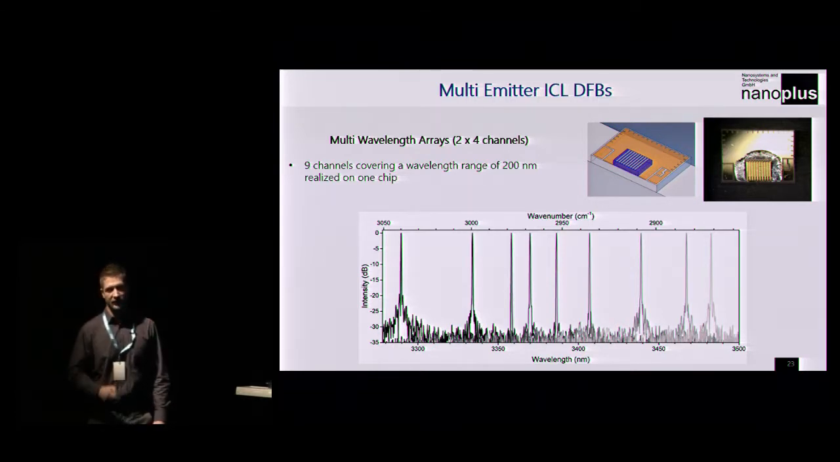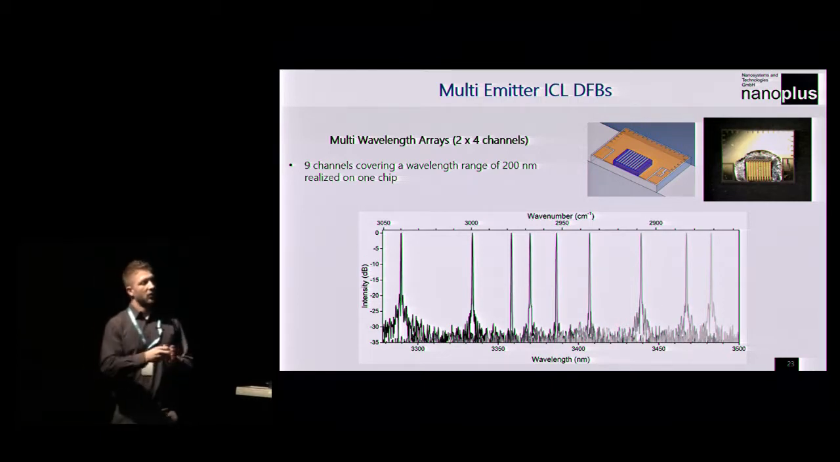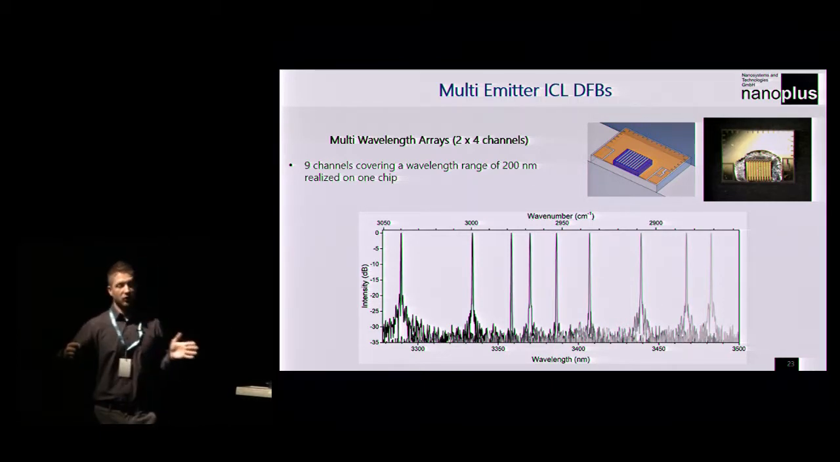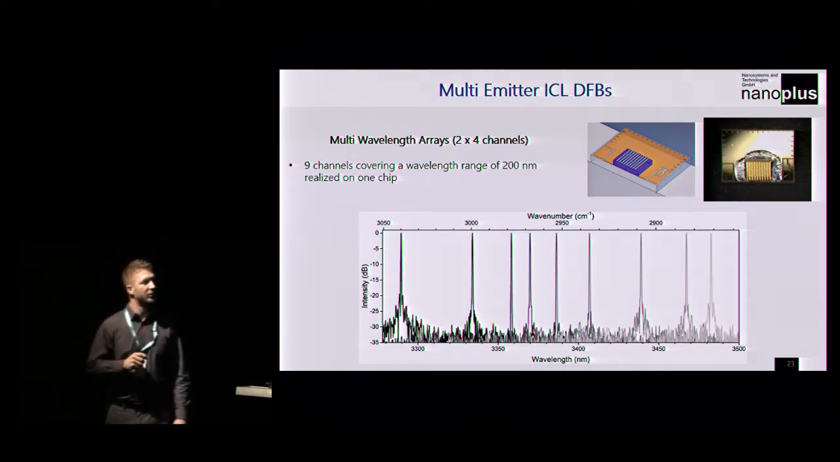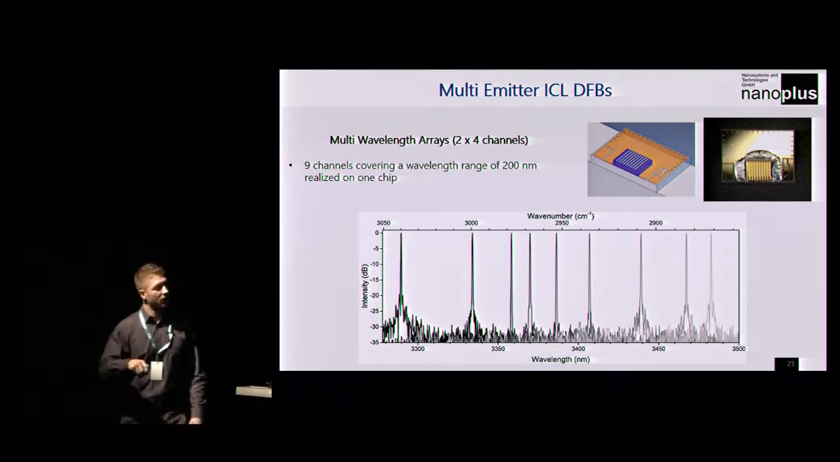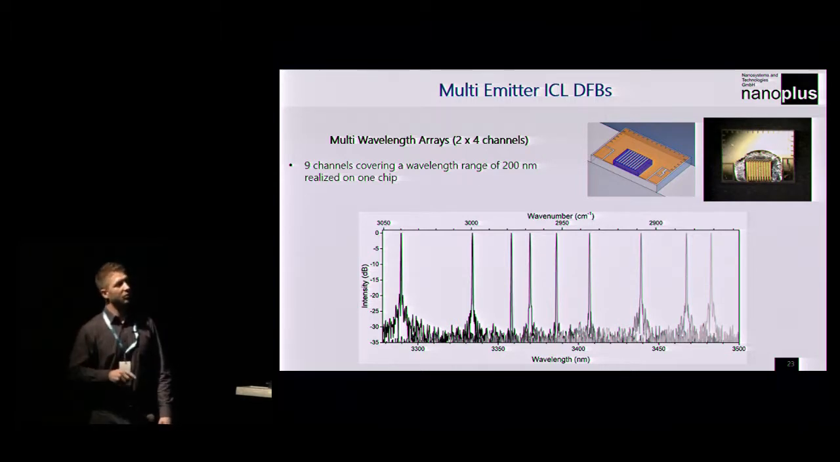So we have 9 laser structures covering 9 channels with a wavelength range of more than 200 nanometers. Here you can see the shortest one lying just below 3.3 microns, and the longest one almost reaching 3.5 microns.